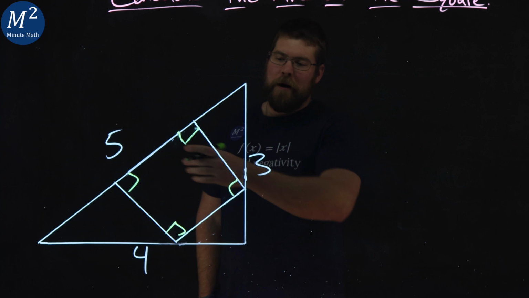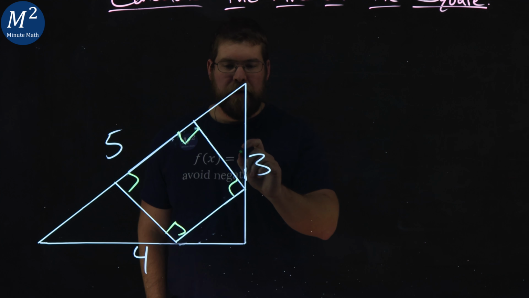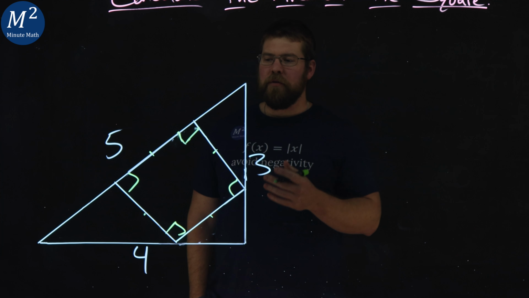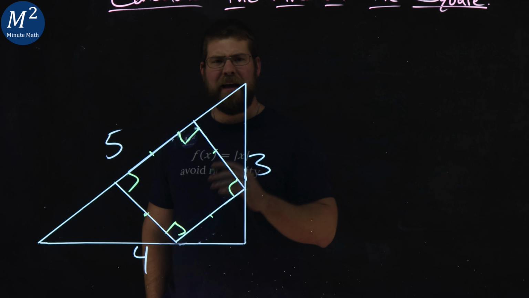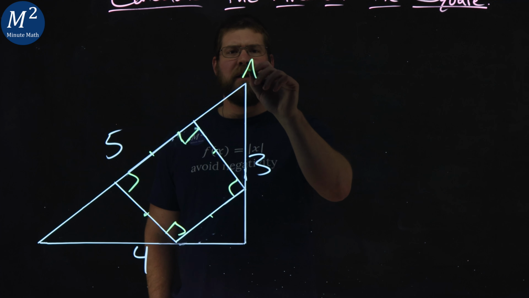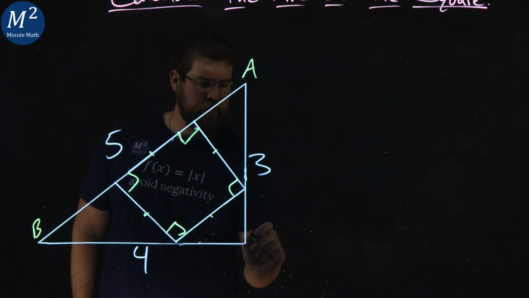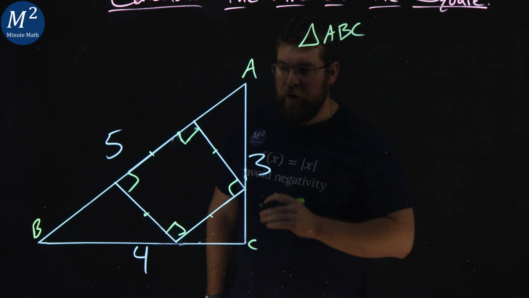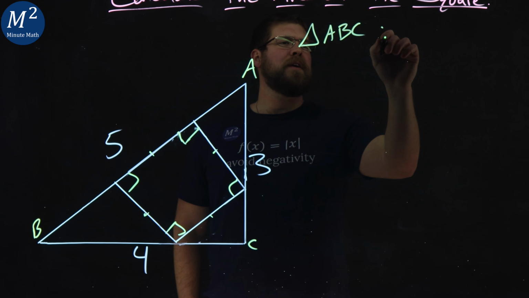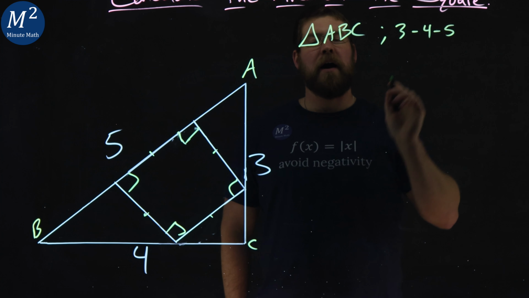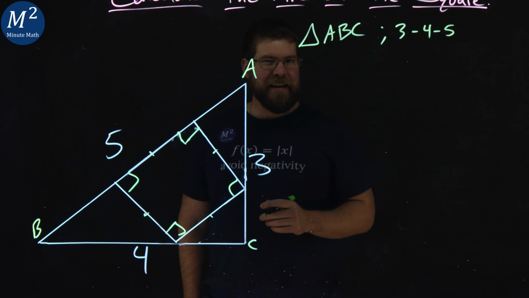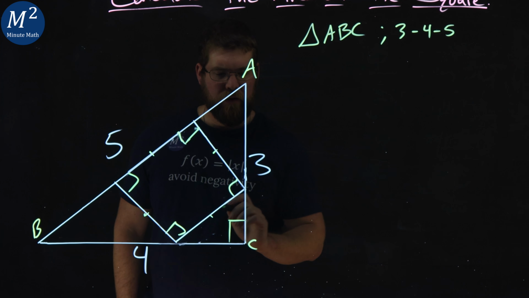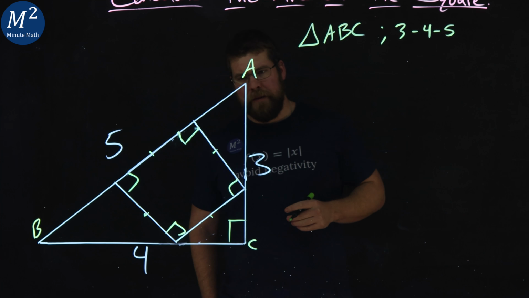Anyway, we got a square. That also means the side lengths are all congruent. Great. What do we also know about our triangle? Let's go label this triangle. Let's call it A, B, C. We got triangle ABC. What do we know about it? Well, let's say 3, 4, 5 triangle, meaning it's a right triangle. There's a special triangle here.